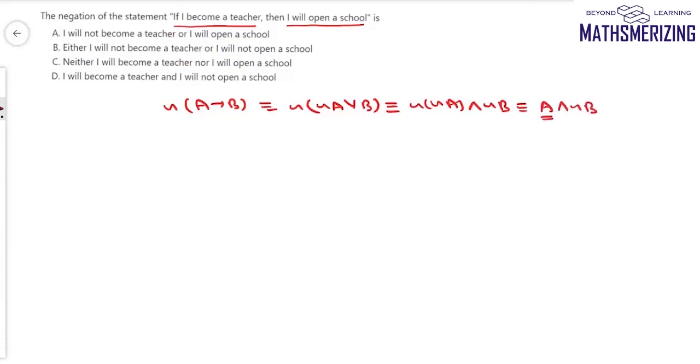So what is A? A is I will become a teacher, and then we have this conjunction, and not B. Not B is I will not open a school. So negation of this conditional statement will be I will become a teacher and I will not open a school. That's your option number D.